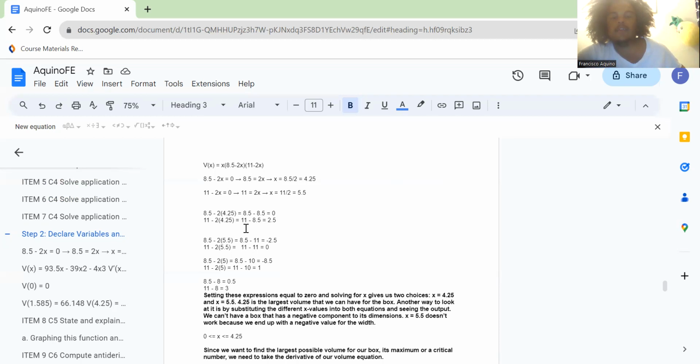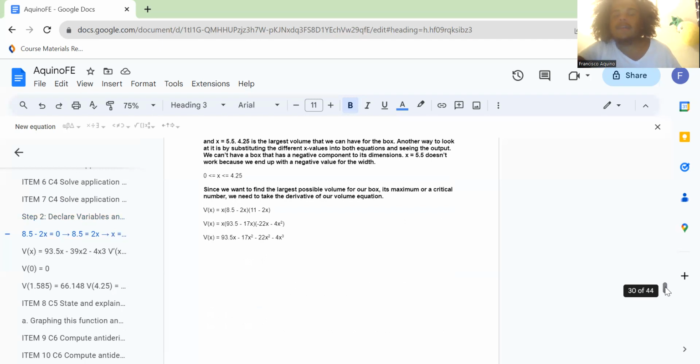Here we've done that, and you can see that negative values are excluded, in that you cannot have a box whose dimensions have a negative component. That's not a part of the real world. Dimensions are positive. So we want the x value that gives a positive output. We have that here. So the domain of our maximum volume for this box is x between 0 and 4.25, inclusive of those points. Here I have a little explanation for that part.